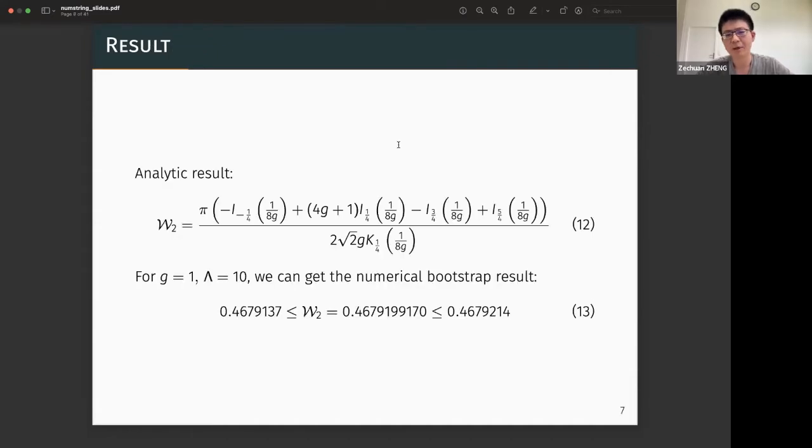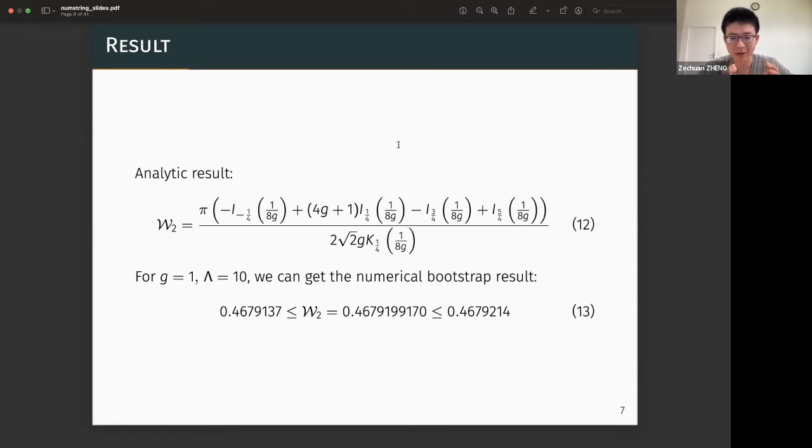For this simplest model, we have the analytical result for reference here. Everyone can get it by just typing the integration into Mathematica. And if you put G equals 1 and lambda equals 10, we can also get the bootstrap result. The number on the left-hand side is when we minimize W2 under the inequality. And on the right-hand side, it is maximize W2 on the inequality.